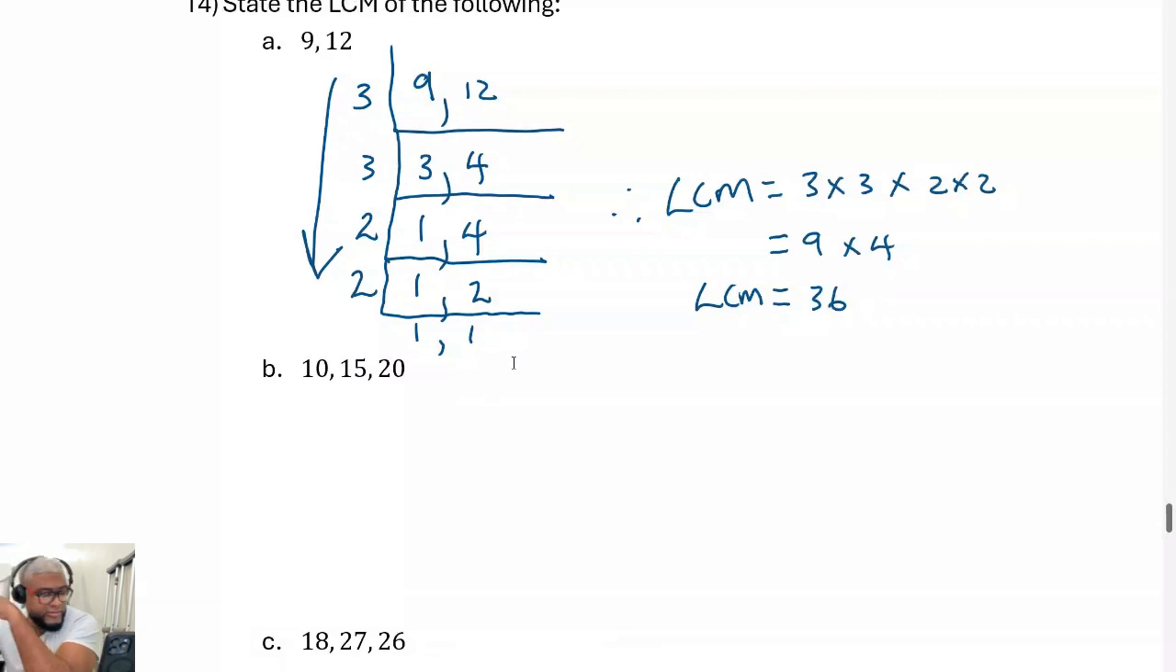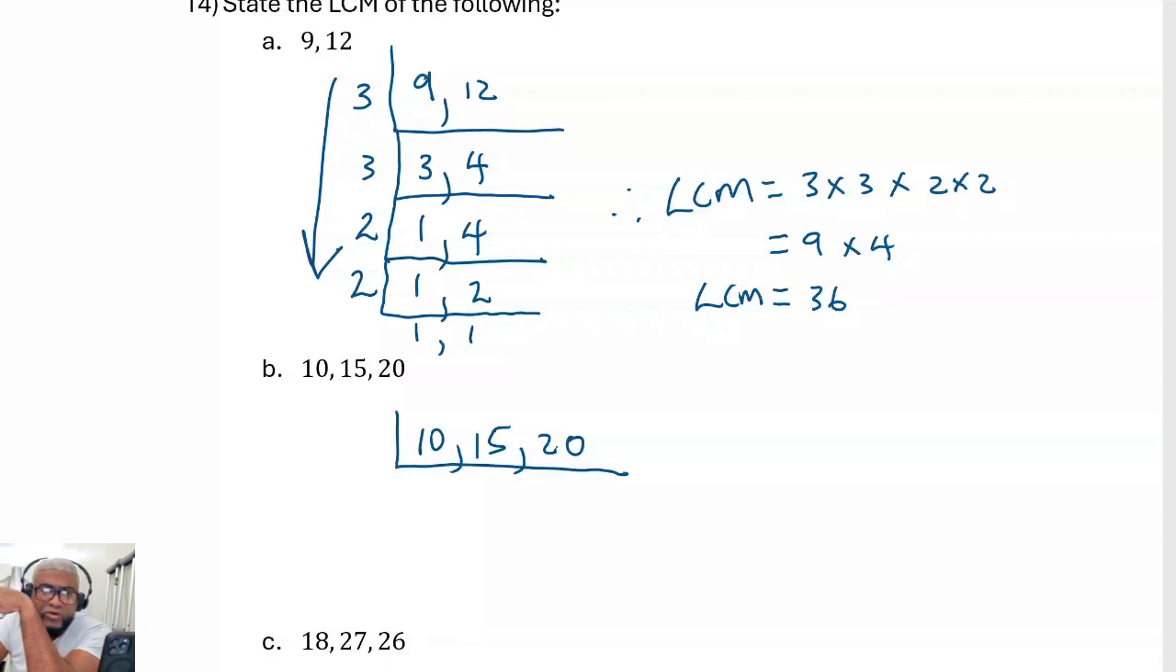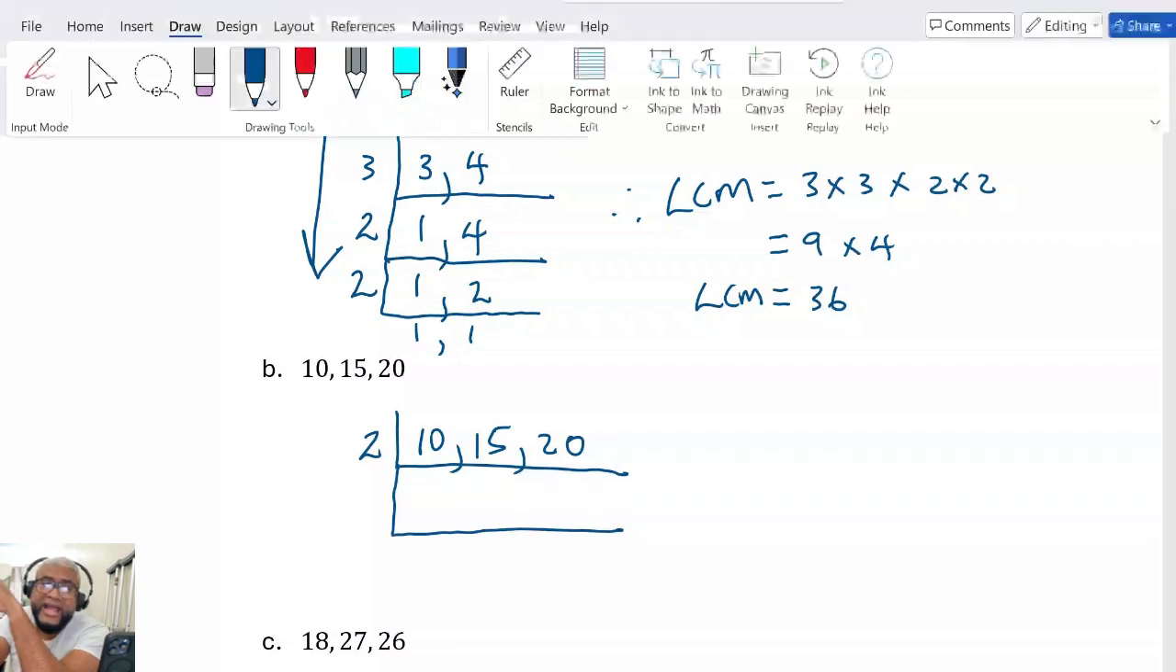Ramo, you see what I did wrong? Yes, sir. Ramo, you doing this one here? B, sir. 10, 15, and 20. We want the LCM, right? So we start with the first. We start with the first prime number. Can 2 go into any of these numbers? Yes. Yeah. So but 2. Go ahead. I did use 5, sir. I used 5. You can't use 5.